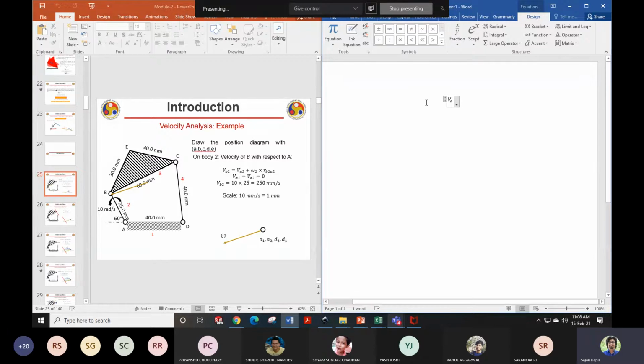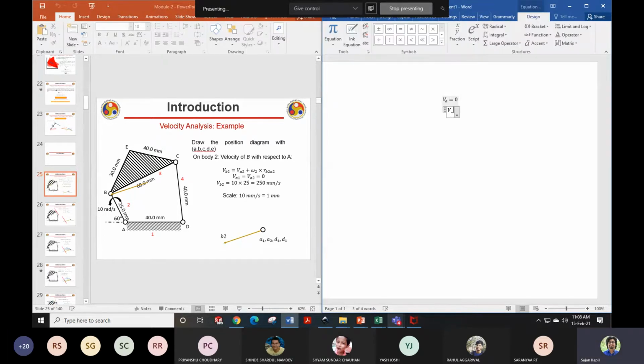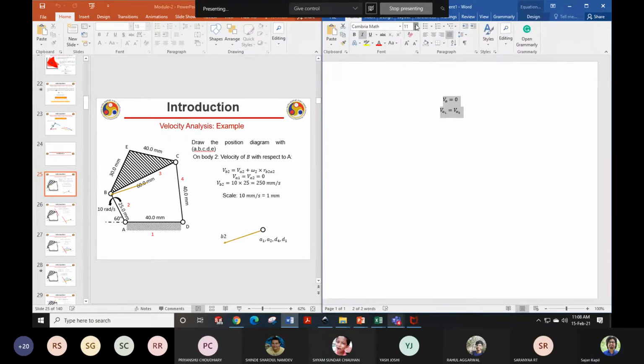And also I can say that point A can be on body 1 and it can be on body 2 also, because it's a common point. Therefore, I can also say that the velocity of point A when it is assumed to be on body 1, so I'm writing 1 here, right? is equal to the velocity of point A when it is assumed to be on body 2. Correct? I can say that, right? And it will also be 0.